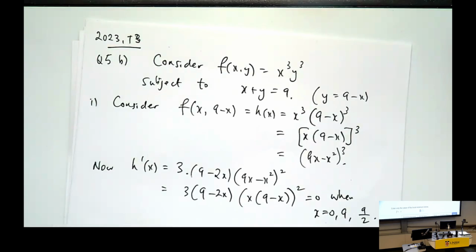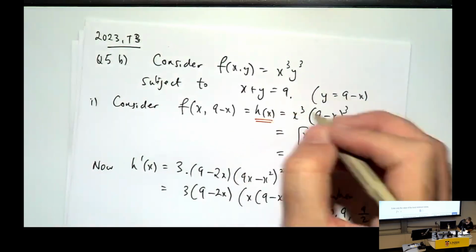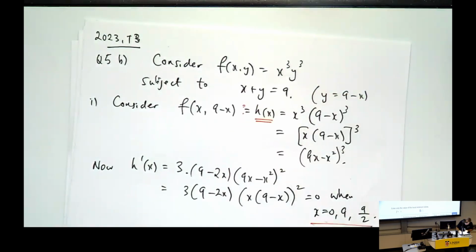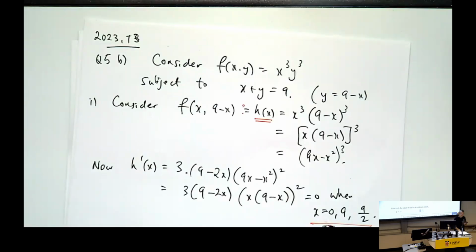So you can take those values and then plug them back into h and see what the value of the original function is at those points. And then you just compare them. So this is the function that we've got. They're our values. So when x equals 0, what's h going to be? What's the value of h of 0? 0, and when x equals 9, h of 9 is 0, and then there's this point in between.